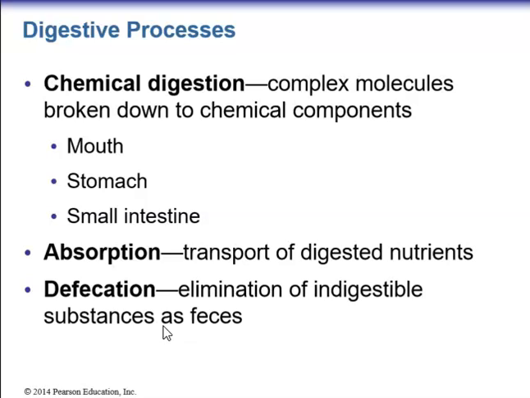Corn is a complex carbohydrate. We don't produce the enzyme to break down corn. That's why we see pieces of corn in our poop, in our feces. So this is considered indigestible because we do not have the enzyme to break down this complex carbohydrate.